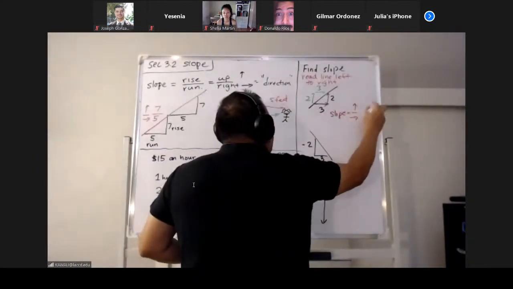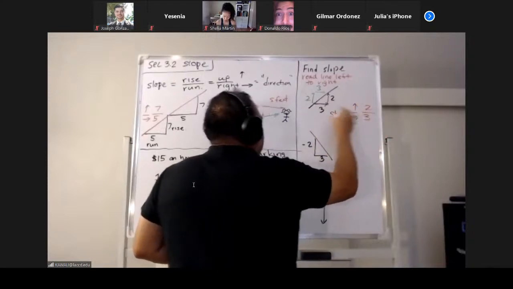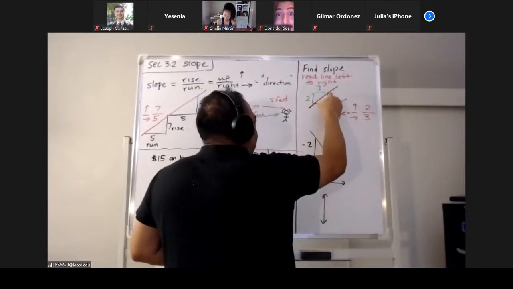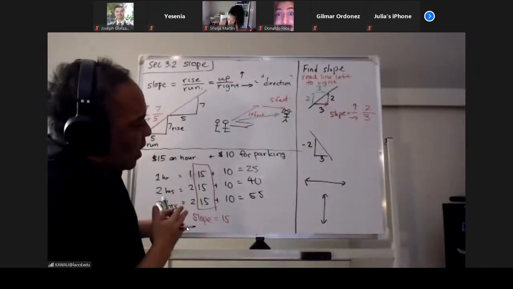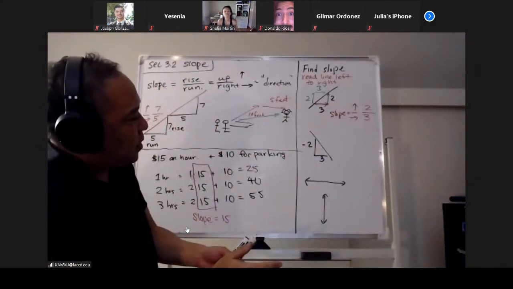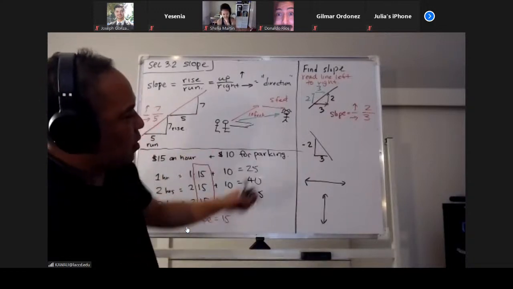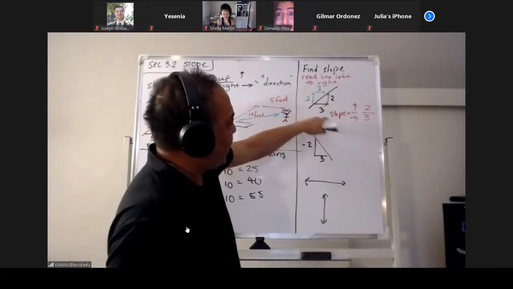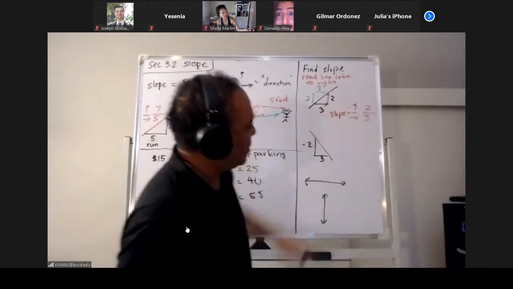How many up did I go? 2. And how many to the right did I go? 3. So it's not which way did I go first over which way did I go second. It's always how much up did I go over how much to the right I go? So whether you do this way or this way, you're going to reorient it so the up is always on top.